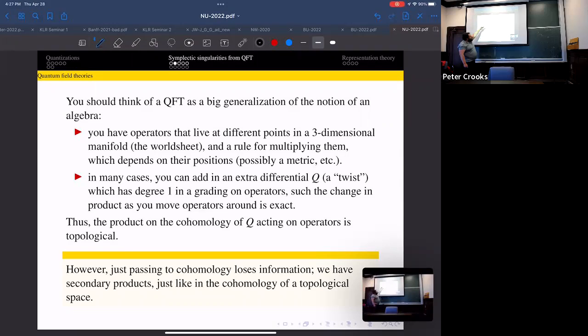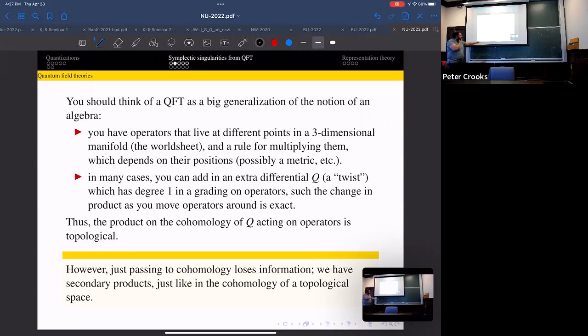And well, the multiplication of operators might change as I move points around, but it's going to change in a way that's exact for this differential. So the product on homology for this differential isn't going to change. It isn't going to depend on the positioning. It's going to be topological.